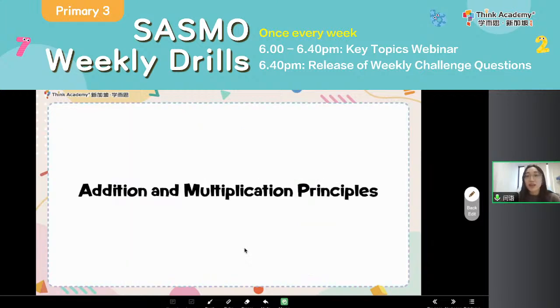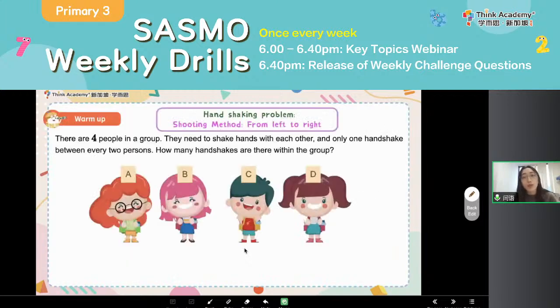So now let's learn more, okay? Before we move on to the first example, let me show you another example here. There are 4 people in a group. They need to shake hands with each other and only one handshake between every 2 persons. How many handshakes are there within the group?